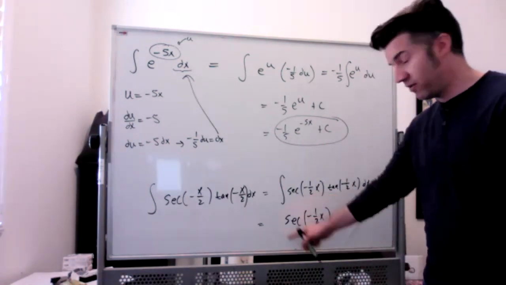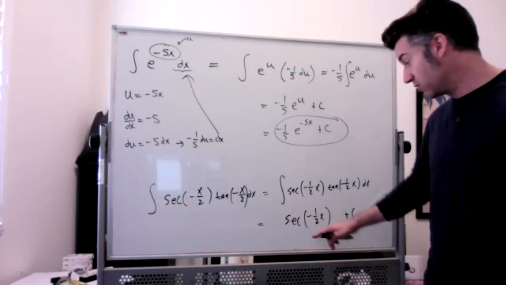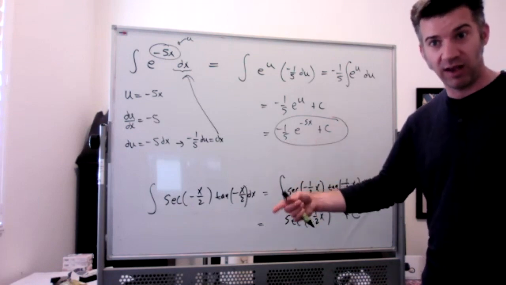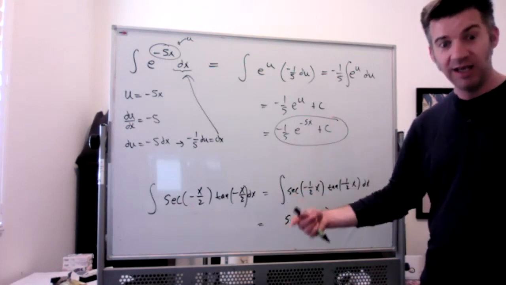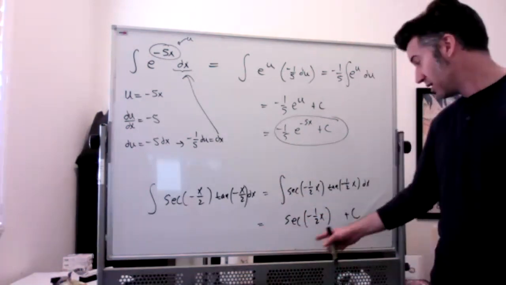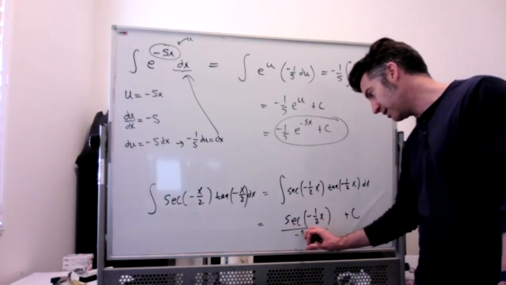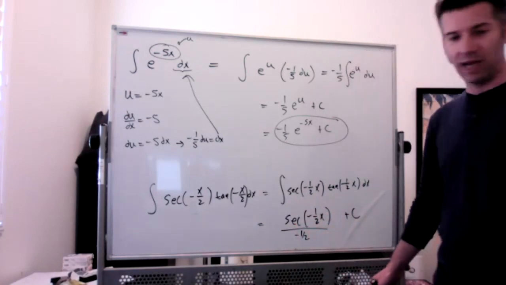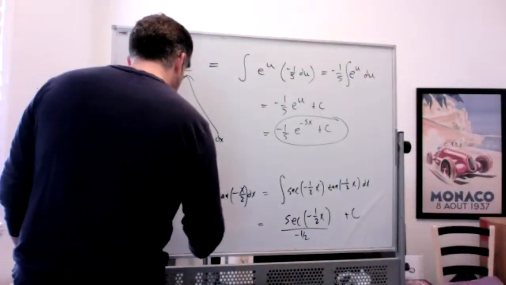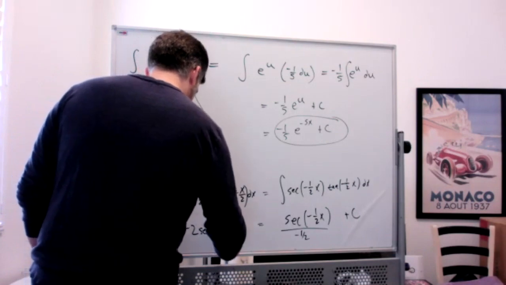If I took the derivative of this, I would be multiplying by negative 1/2, right? The derivative of secant of negative 1/2 x would be secant of negative 1/2 x times tangent of negative 1/2 x times the derivative of negative 1/2 x, which would be negative 1/2. But I don't want a negative 1/2 in there. So I have to divide by negative 1/2, which I would write as times negative 2 secant of negative 1/2 x.